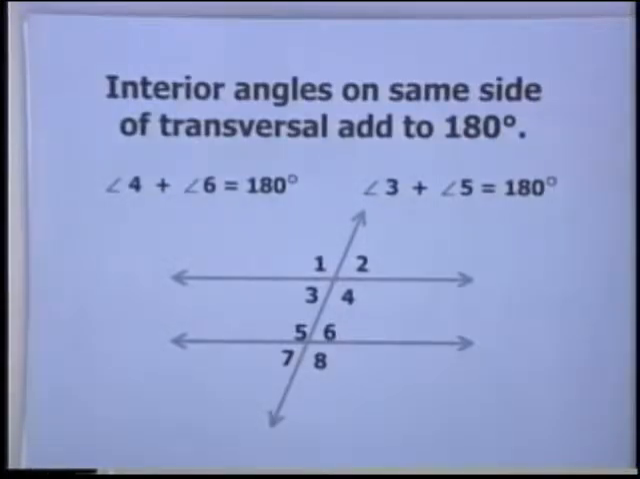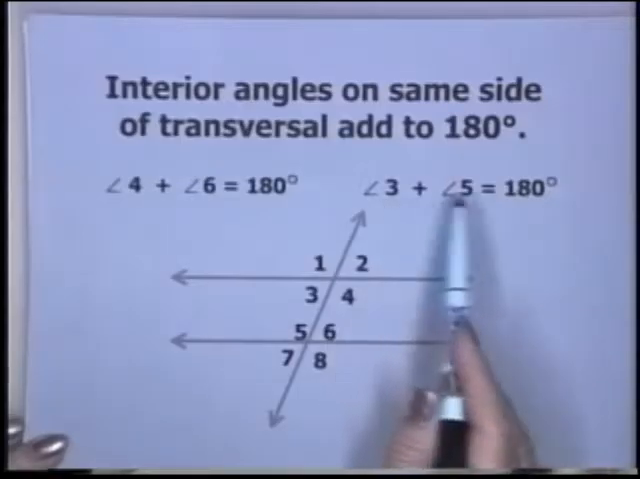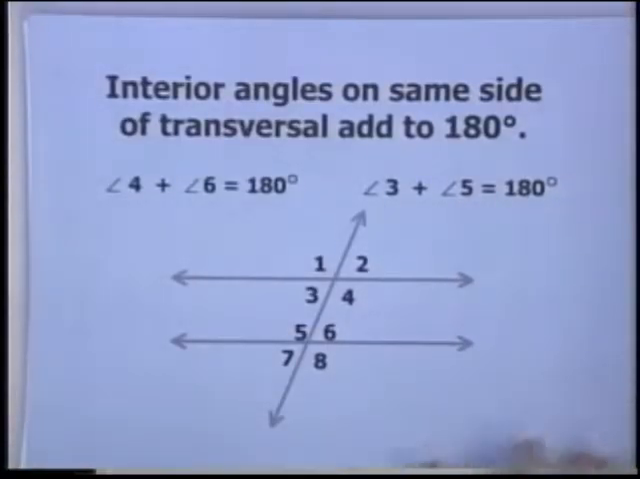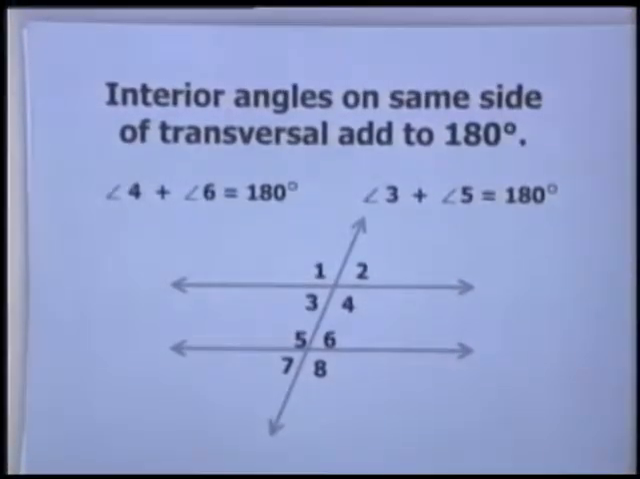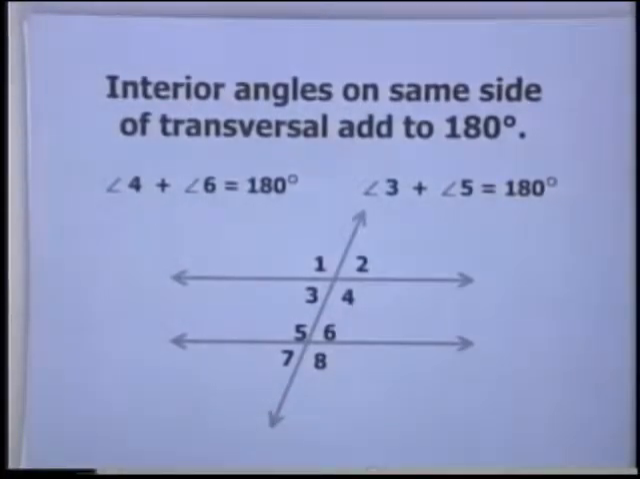What other name could we give angle 4 and angle 6? Since their sum is 180, what kind of angles do we know that those angles are? They are supplementary, aren't they? And angle 3 and angle 5 are supplementary because two angles whose sum is 180 degrees are supplementary angles.